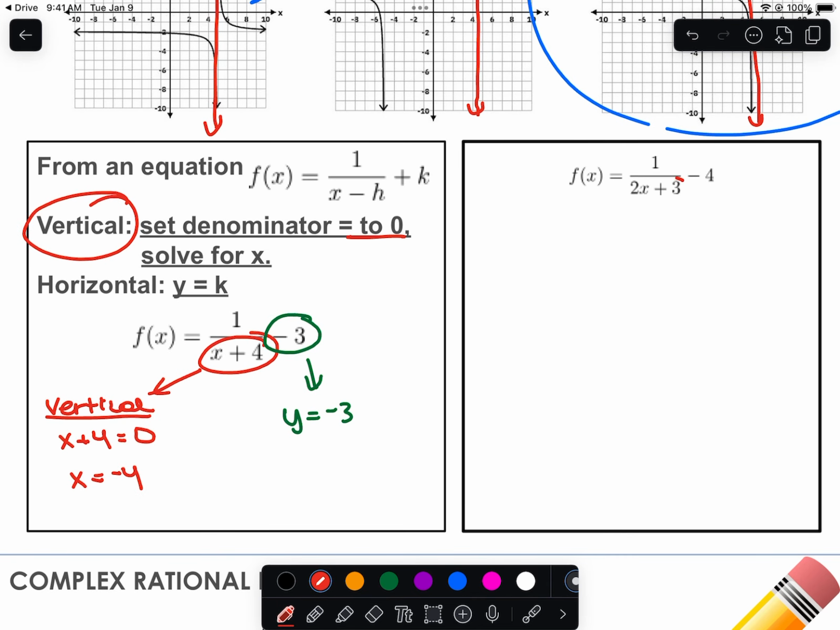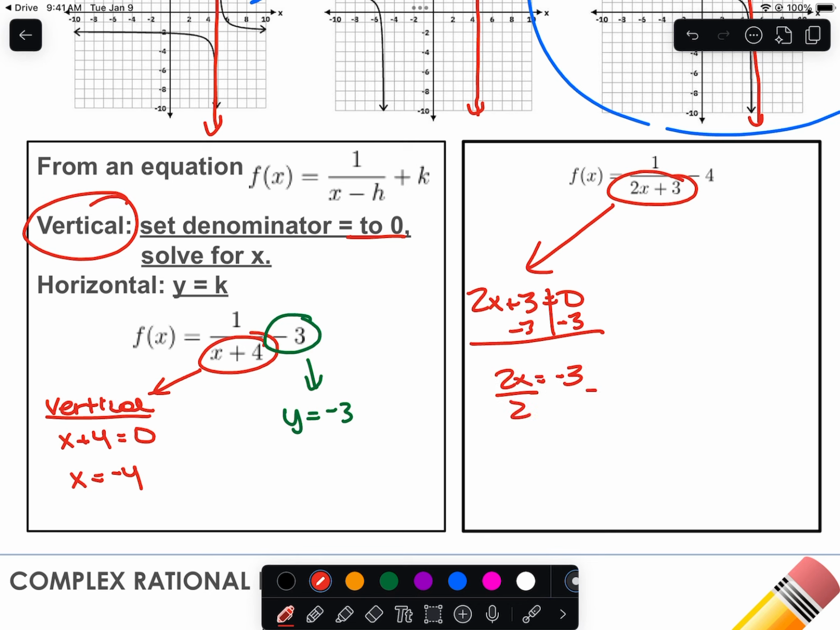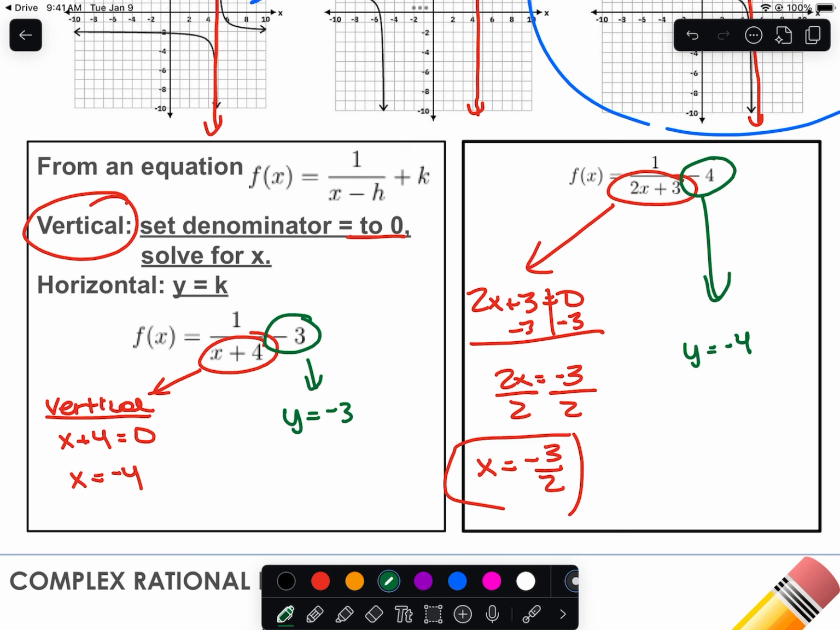Go ahead and try this one out over here. So 2x plus 3 equals 0. I'm going to subtract 3 from both sides. 2x equals negative 3. Divide by 2. Most people want to subtract 2. That's incorrect. And for my horizontal, you're going to get y equals negative 4.